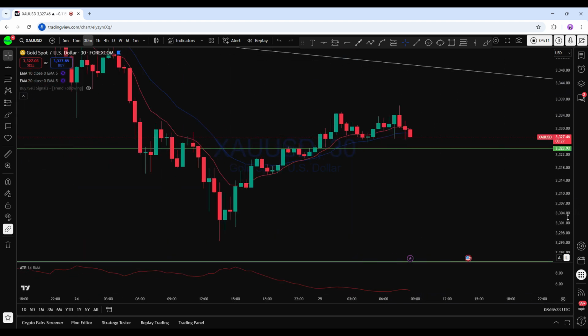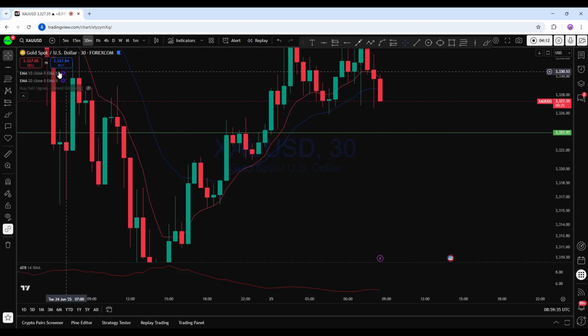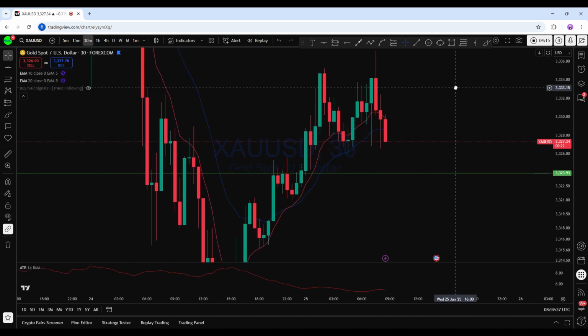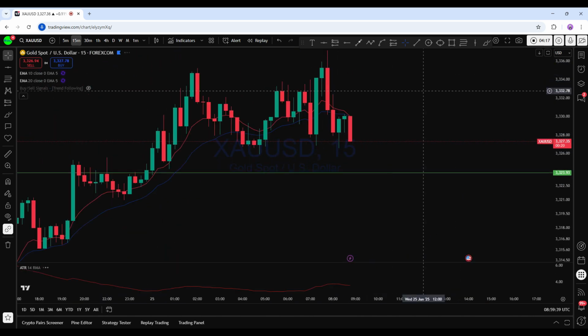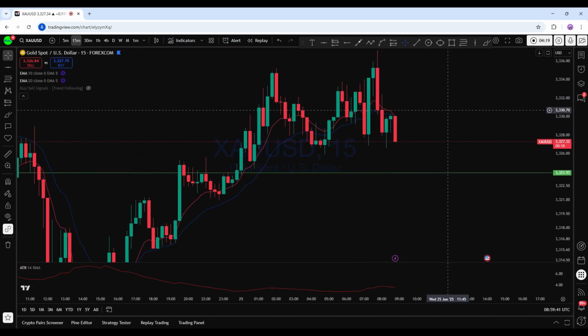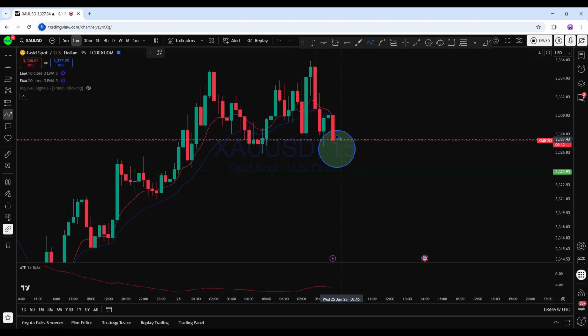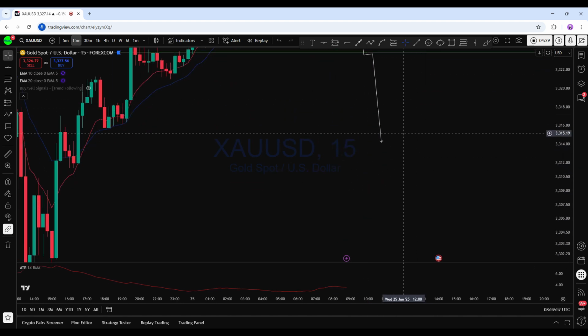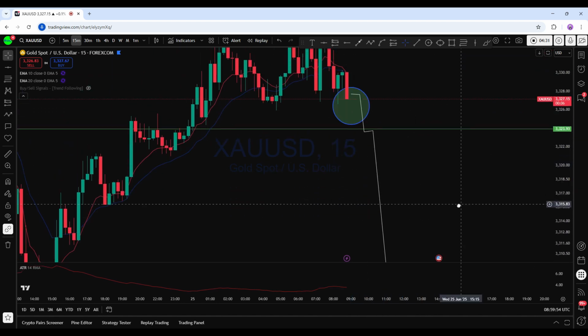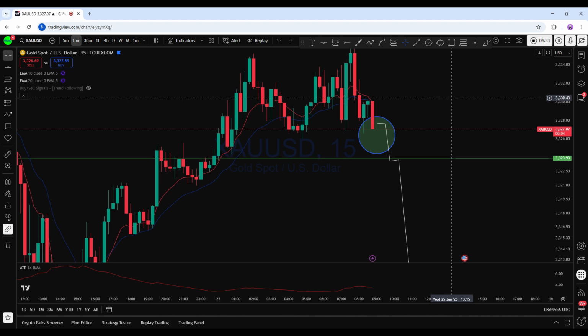So for a potential entry here, we can see the market is maintaining that downtrending market structure. As soon as we find suitable price action confirmation for a possible drop here, we will be looking to sell on XAUUSD with a high probability trade setup. So this could be the way for the upcoming session on gold.